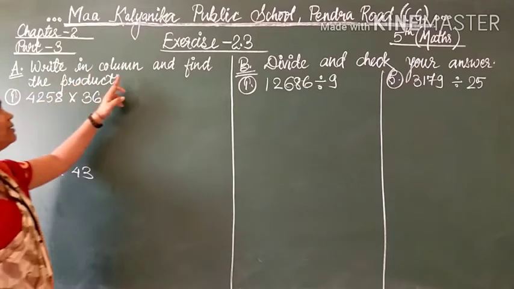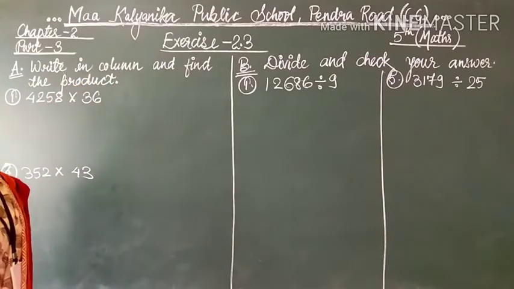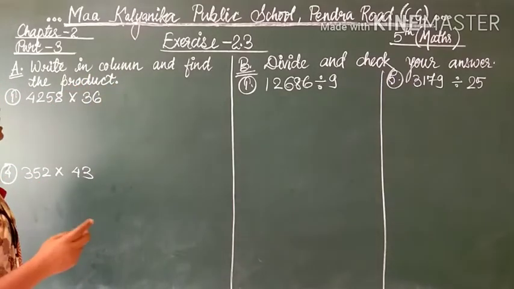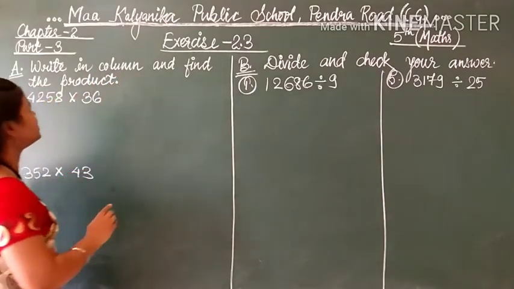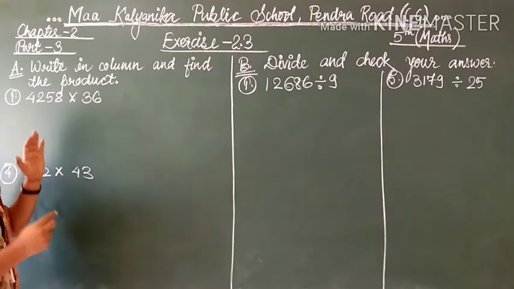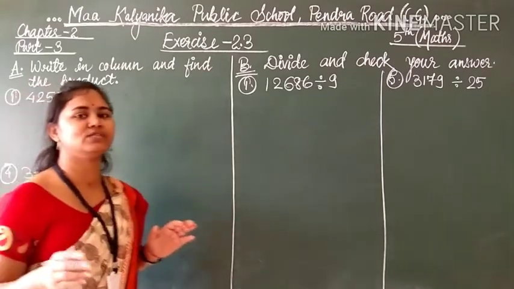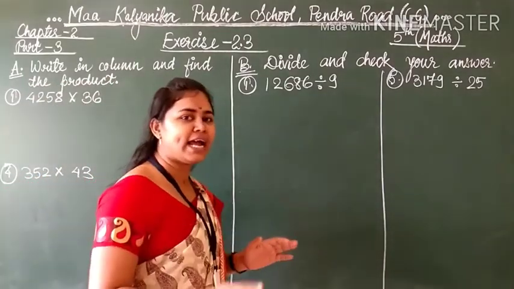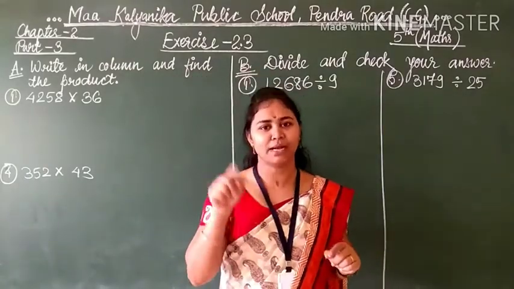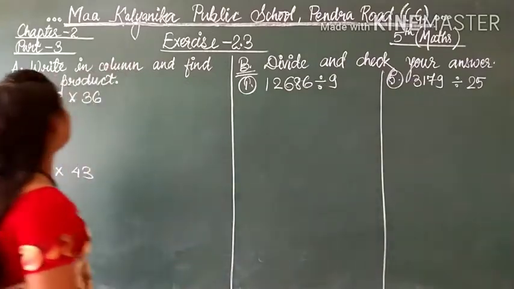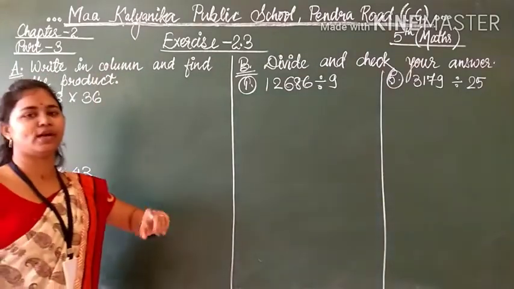Write in column and find the product. In the previous video, you have learned how to find the product. So see here, write in column and find the product is given. Product means, I had told you in the first video of chapter number 2 that product means multiplication. So simply write in column and find the product.